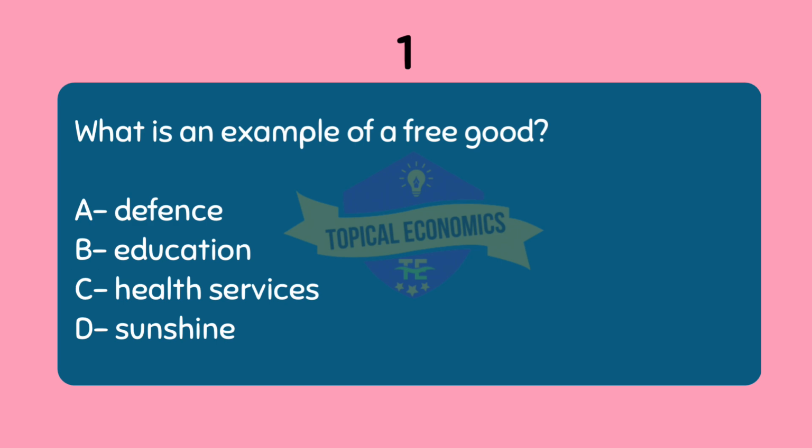Sunshine. A free good is something that is abundant in nature and does not have an opportunity cost, meaning it is available without cost to society and is not limited by scarcity. Sunshine fits this definition because it is naturally available and does not require resources to produce or consume. On the other hand, Option A, defense, Option B, education, and Option C, health services, are all economic goods, which are limited in supply and require resources to produce or provide, thus incurring an opportunity cost.